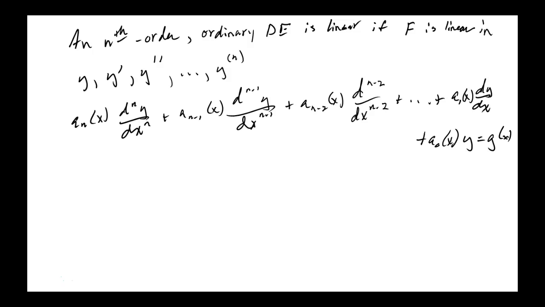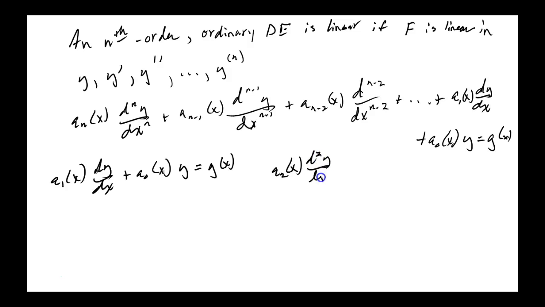So let me write down these two special cases for that equation. The first of these is a sub 1 of x dy dx plus a sub 0 of x y is equal to g of x. Okay? This is a first order linear ordinary differential equation. First order. Your second order would be a sub 2 of x d2y dx squared plus a sub 1 of x dy dx plus a sub 0 of x y is equal to some g of x. That would be your second order.